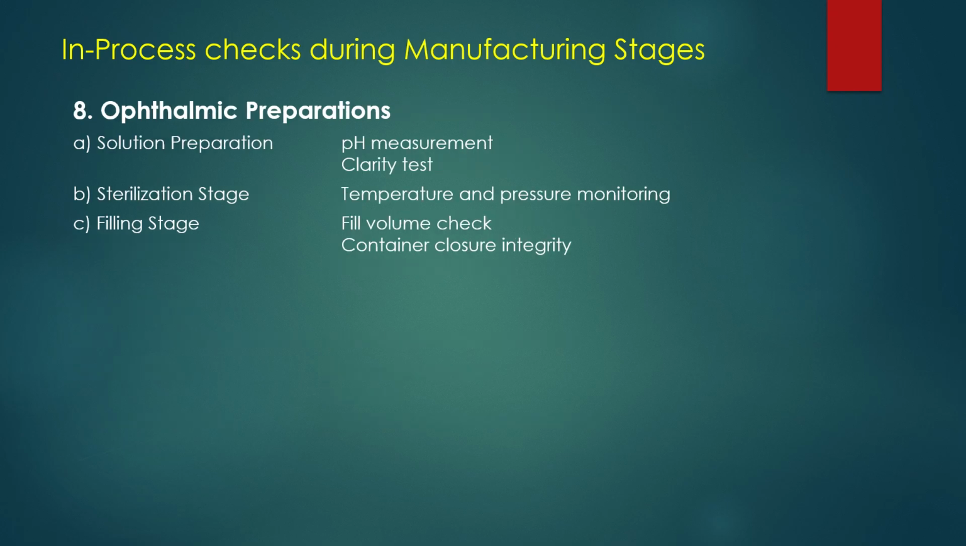During ophthalmic manufacturing, in-process checks are performed at different stages to ensure product quality and safety. During solution preparation, pH measurement and clarity tests are conducted. During sterilization, temperature and pressure are monitored, while the filling stage includes fill volume checks and container closure integrity testing.